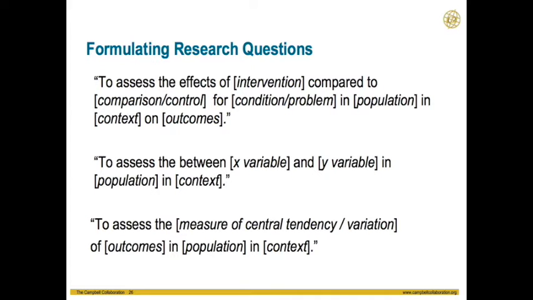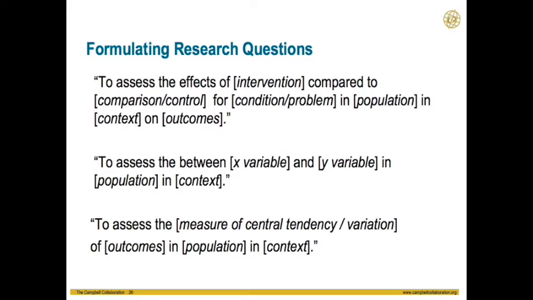The first block is an example research question if you're interested in the effects of an intervention. The second block is if you're interested in the correlation between two variables. And then the third, which I haven't talked much about, is if you're interested in essentially a mean or a median or a proportion or just a measure of central tendency. So not differences between groups, not correlations, but just, for instance, prevalence. So let's start with the first block.